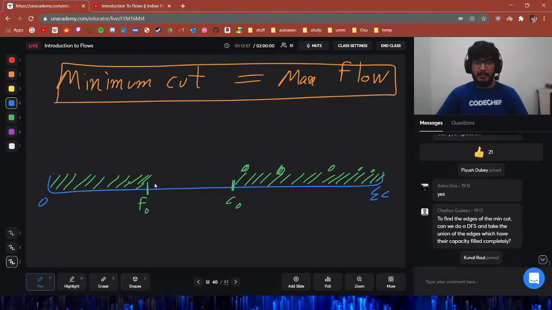What I'm trying to say is there is no gap between here. This gap is 0. Basically, F0 is equal to C0.